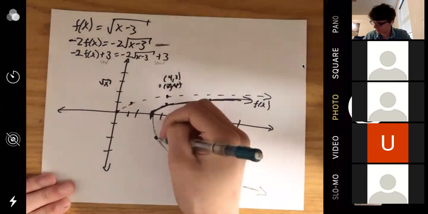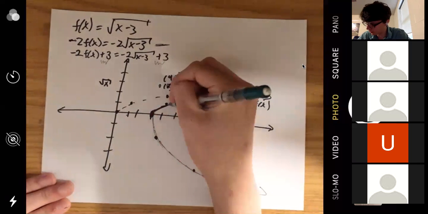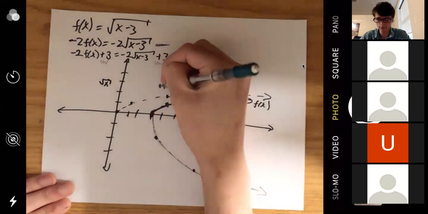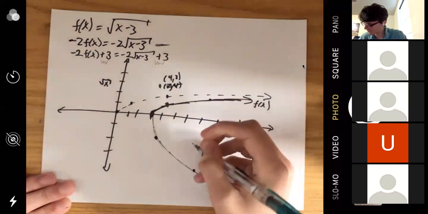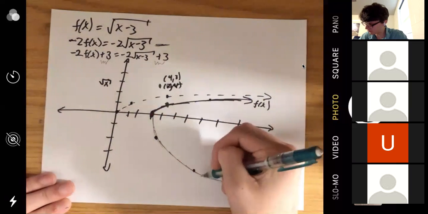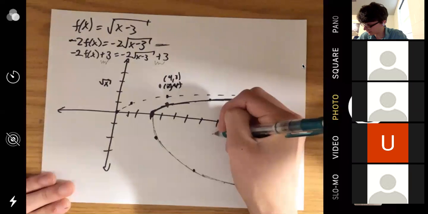This y value is negative 2, so the new y value is going to be 1, so it's going to go through this point. And I'm using a pencil this time. And then this y value is -4, so it's going to end up being -1.